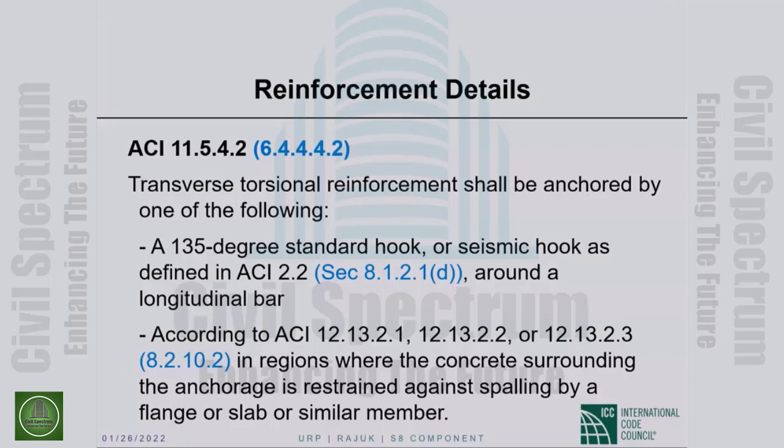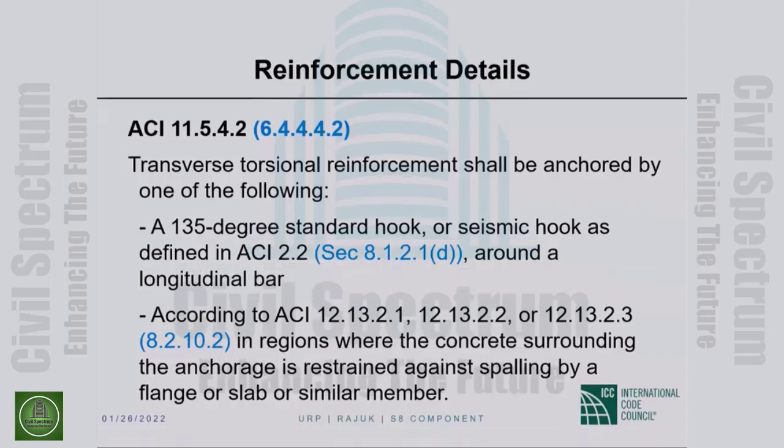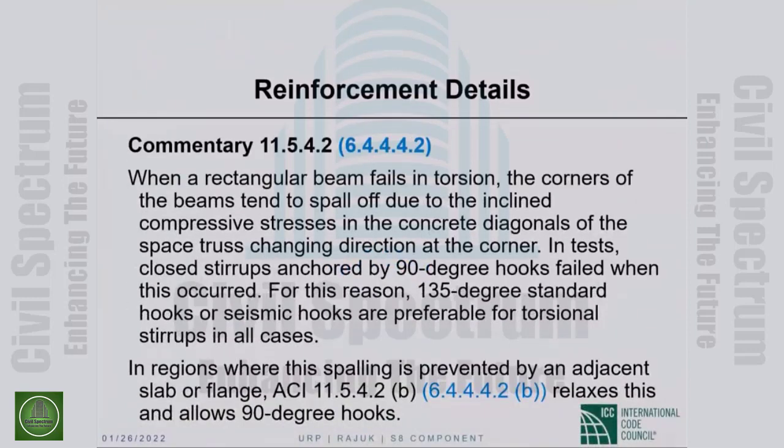Secondly, so this is one or the other. According to ACI's section such and such, those will allow you a 90-degree hook in regions where the concrete surrounding the anchorage is restrained against falling by a flange or slab or similar member. I'll show you pictures. So this is commentary to the requirement.